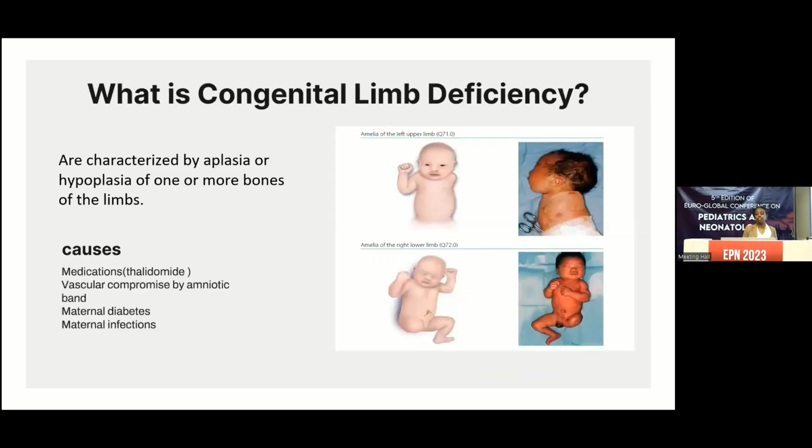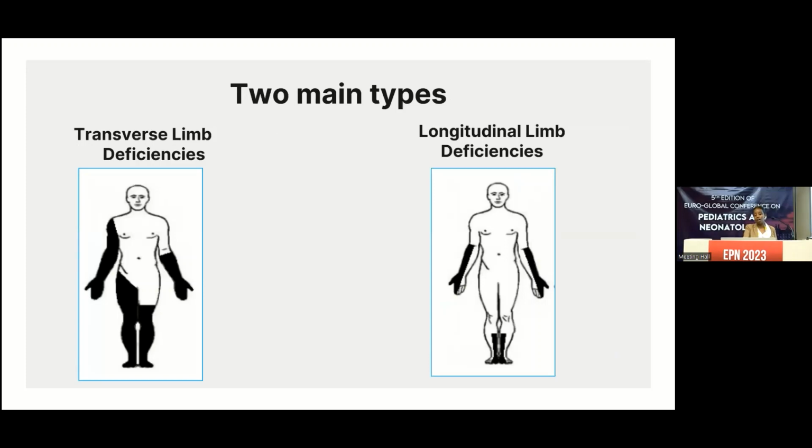Congenital limb deficiency is aplasia or hypoplasia of one or more limbs, or one or more bones of the limbs, and it could be caused by medications like thalidomide, vascular compromise, amniotic band, maternal diabetes, and maternal infections, among other causes. After decades of disagreements on the nomenclature, in 1989 an international standard nomenclature was adopted that classified congenital limb deficiency into two broad categories: transverse limb deficiency and longitudinal limb deficiency.